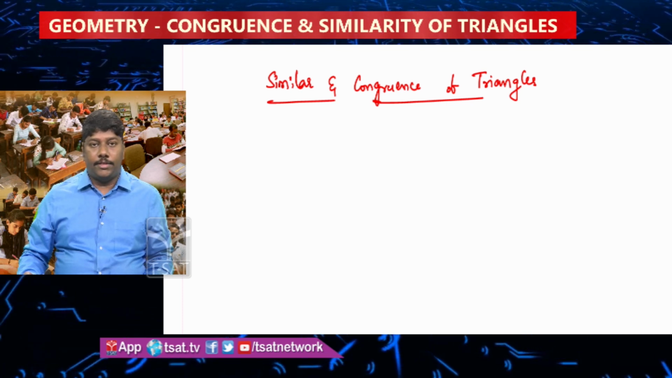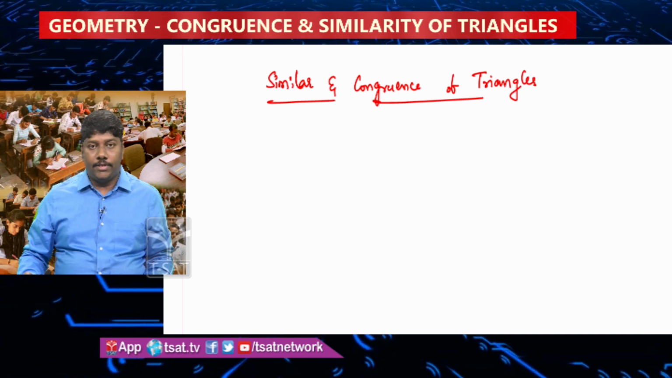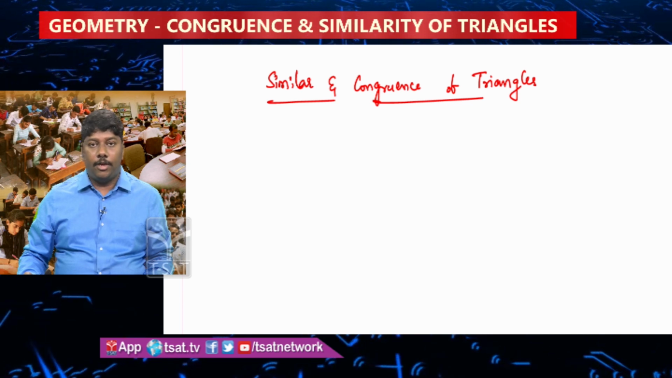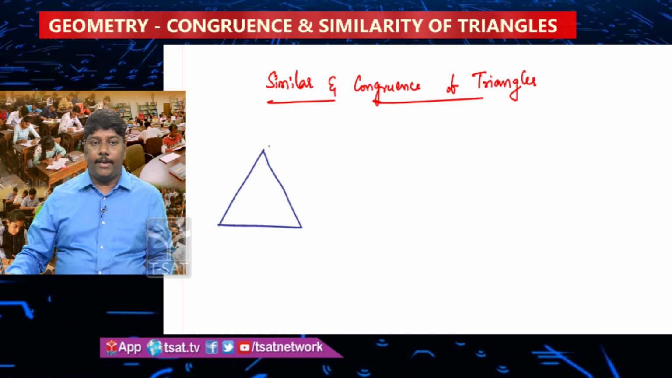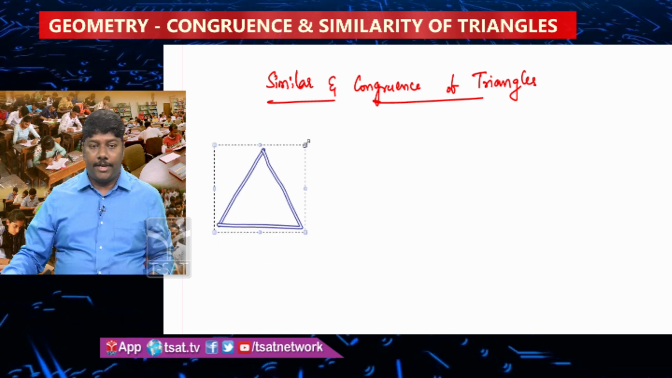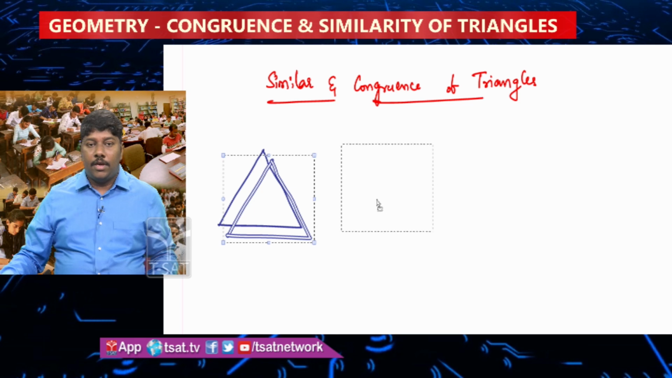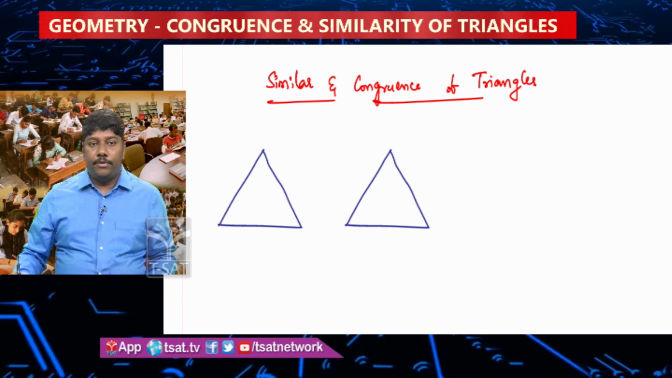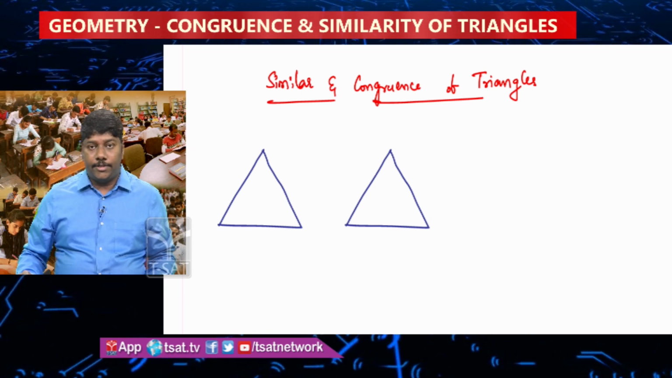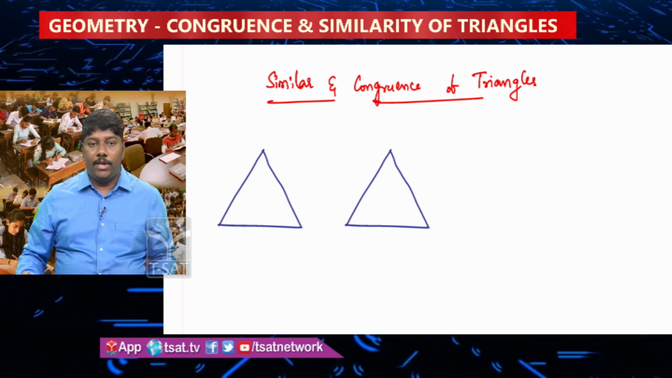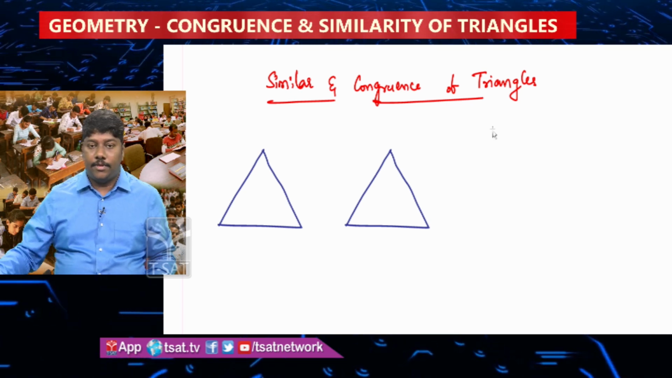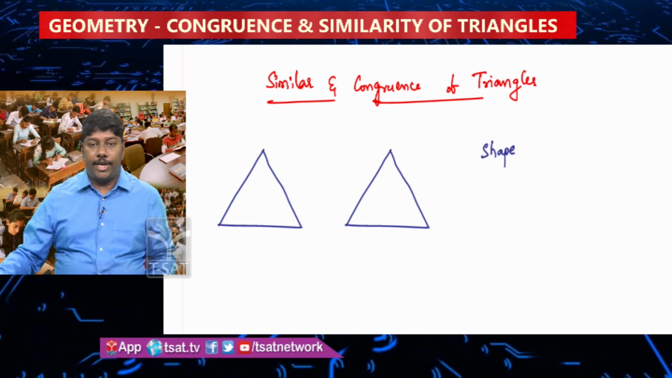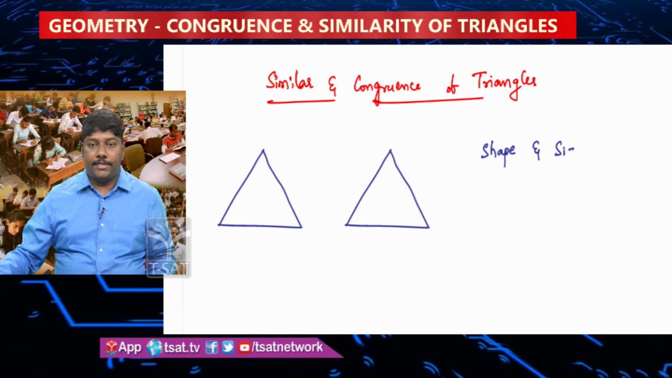When I say congruence, in all respects two figures, not only triangles, be it a rectangle or a square, must be equal. Suppose taking a triangle here, I'm just copy pasting it. In all respects these two triangles are congruent. So when I'm saying congruence of triangles, two triangles must be equal in their shape as well as in size. So two things must be remembered. They must be equal in shape as well as in size.